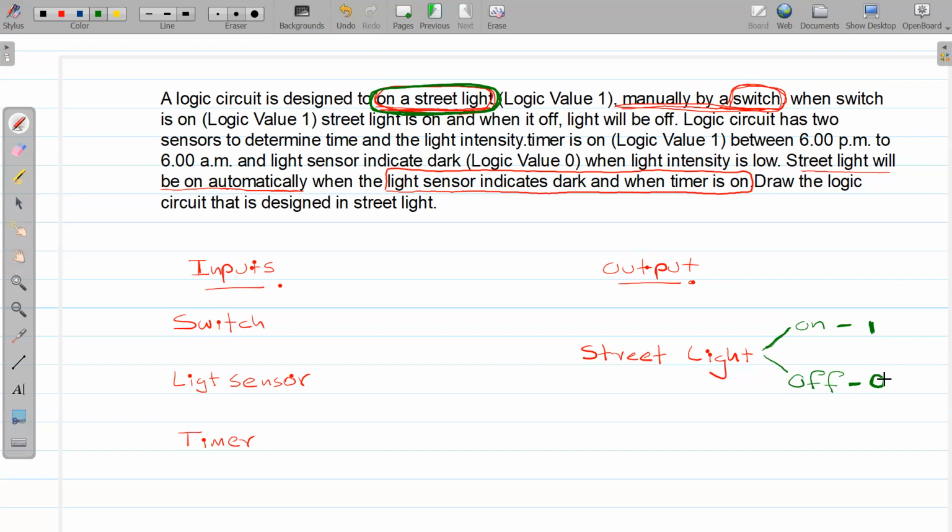Likewise, what are the states for the switch? Yes, people. What are the states for the switch? Yes, Anushi. Same way, the switch can be on, the switch can be off. So on is indicated by 1, right? How are we going to figure that out? It says over here, switch is on, logic value 1 is indicated by it. So on is 1, off is 0.